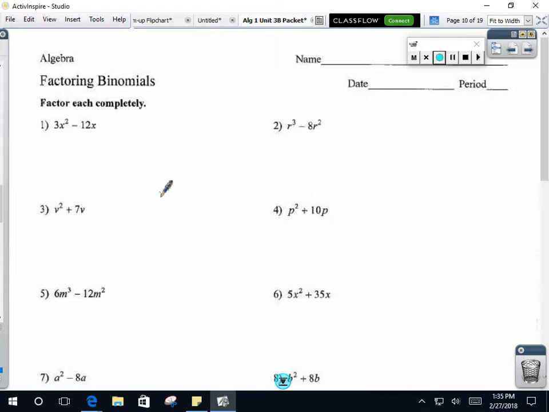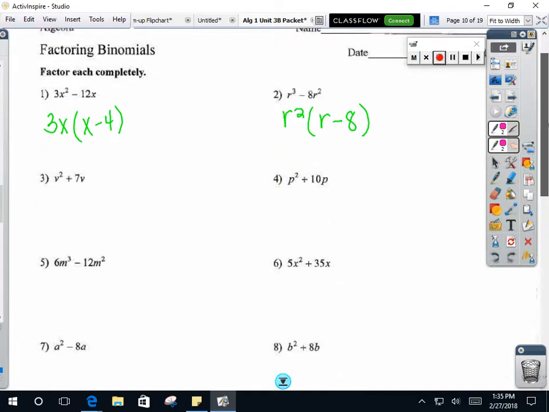Okay, number 1 and 2 were the problems that I just used, so we can go ahead and just write those answers down. For number 1, it was 3x on the outside because that was the GCF. That was what both terms had in common. And then x minus 4 on the inside. For number 2, it was r squared, and then on the inside, r minus 8. So now let's try number 3.